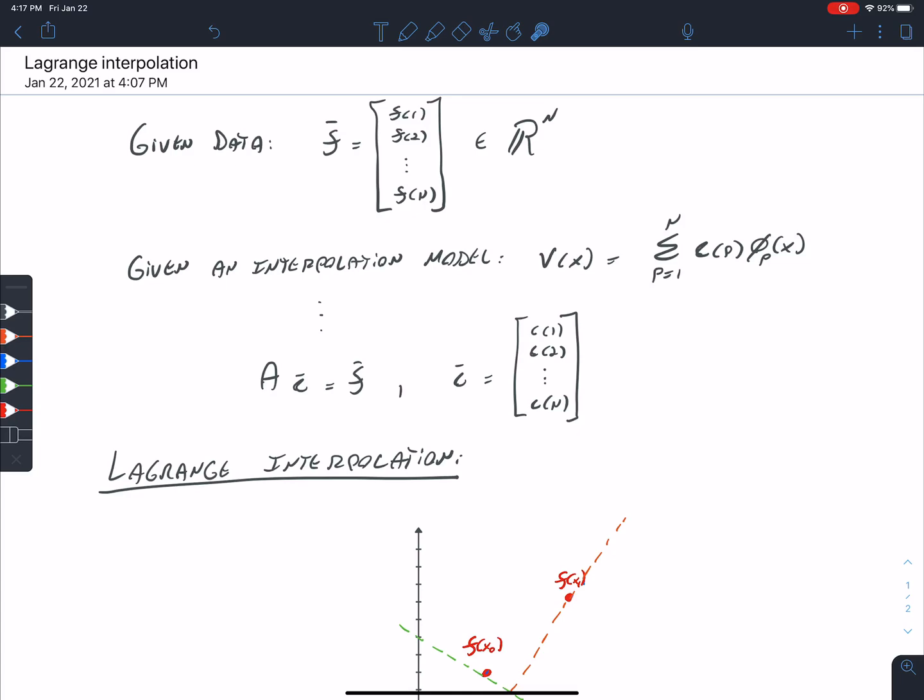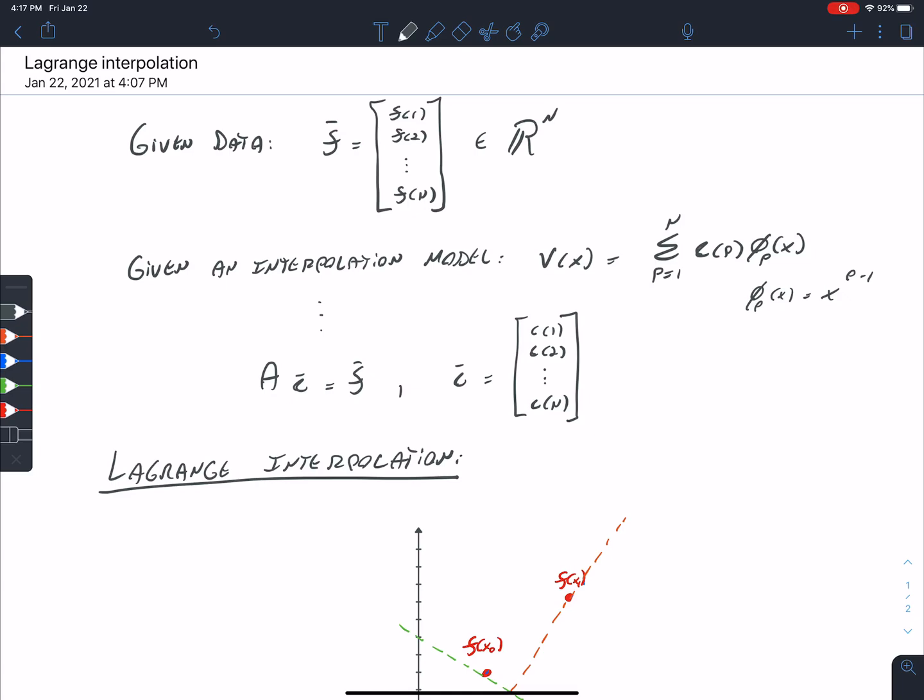And then we're given an interpolation model, and in the past we've written this model as v of x as a sum over some coefficients times some other functions, which we can call basis functions for now. And in the past, these functions, phi here, were polynomials. So for example, we wrote phi_p of x to be equal to x^(p-1), for example. We also investigated other examples of these basis functions.